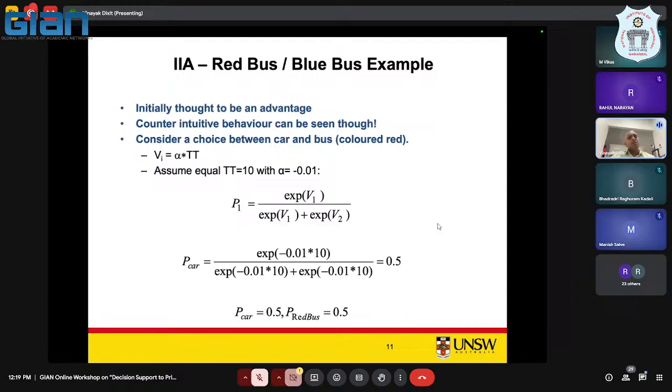Then, okay, this is another example of something called the red bus, blue bus example. Have you ever heard of this example? Have any of you heard of this?